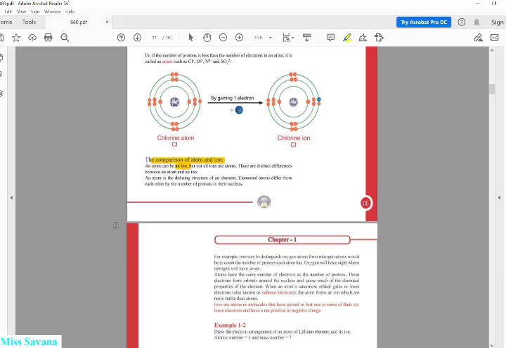An atom can become an ion, but not all ions are atoms. Therefore there is a distinct difference between them.